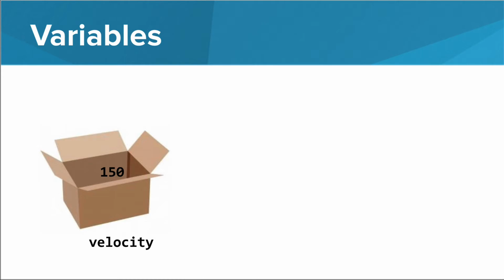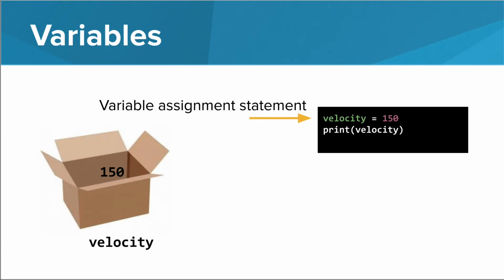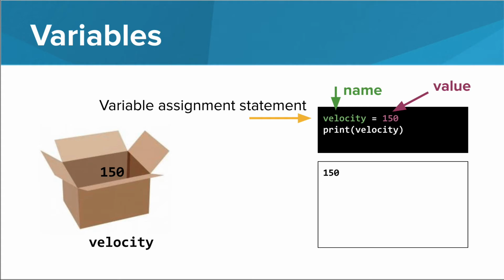To create the variable in Python, we have what we call an assignment statement. There are two parts to this statement: the name of the variable, velocity, and the value we are assigning to it, 150. Again, when I run this program, the print statement prints the value of the variable, not the name.